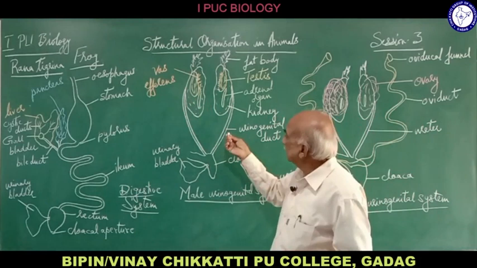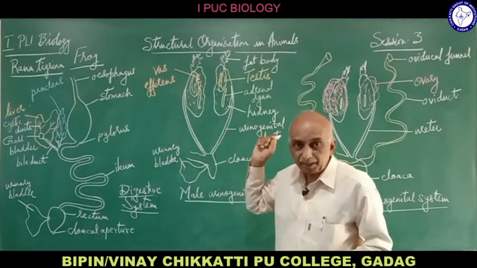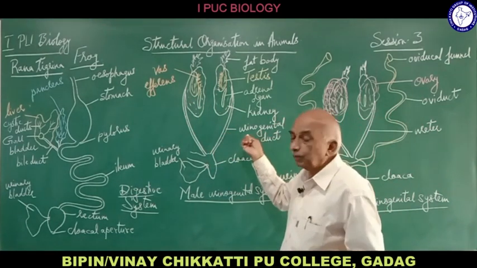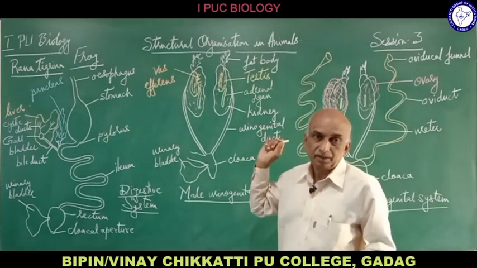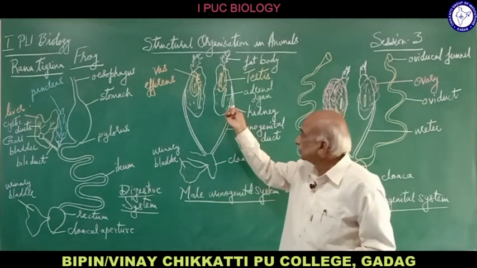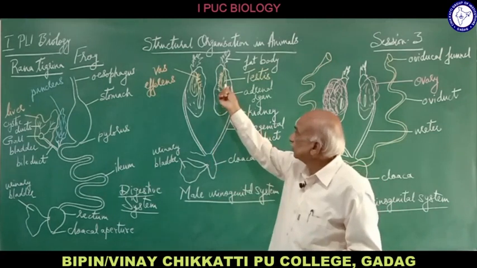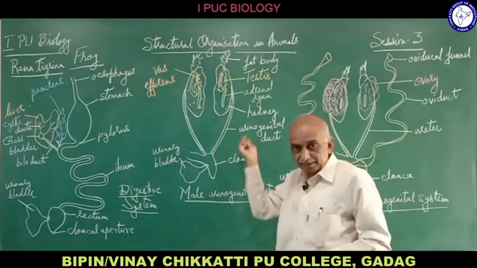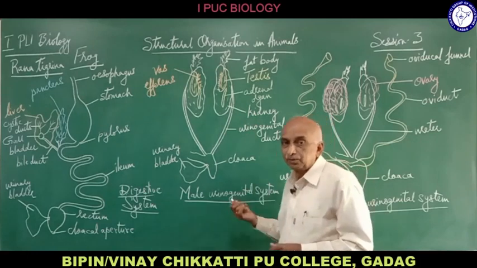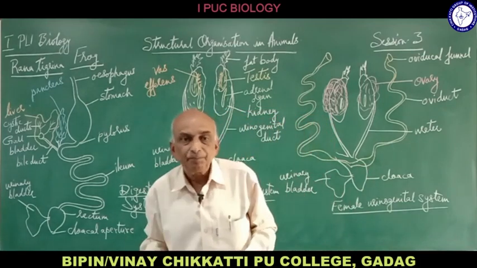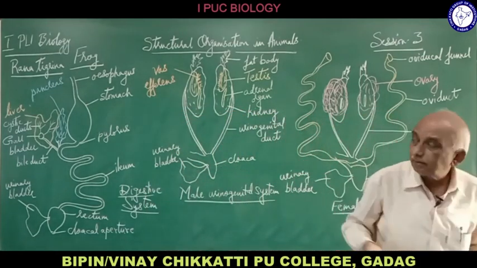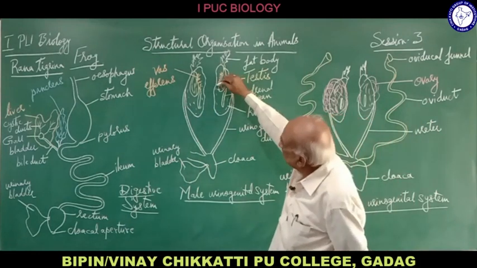That is why the ureter in the male frog is referred to as the urinogenital duct. The urine is carried by this duct, and the sperms are also passed through the same duct. That is why it is called the urinogenital duct. Then there are the vasa efferentia, which open into the kidneys.